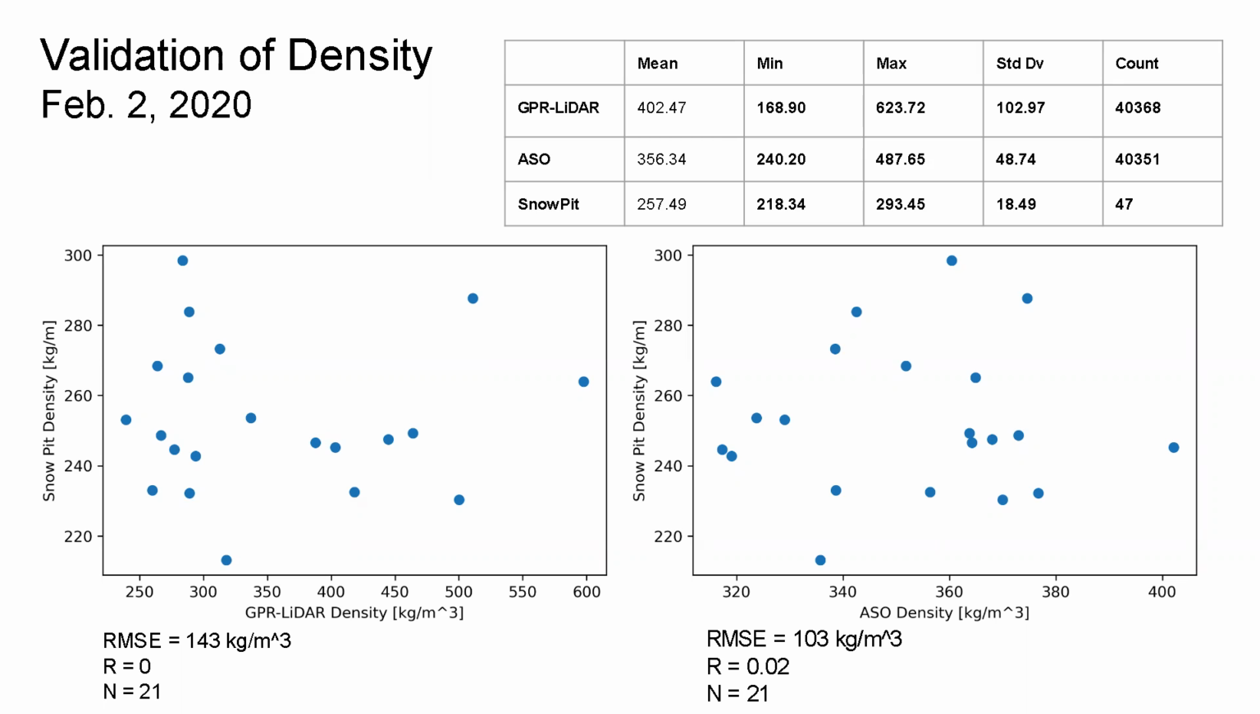On average, the GPR LiDAR tended to overestimate density compared to the snow pits, by about 140 kilograms per cubic meter, and the ASO overestimated that density by about 100 kilograms per cubic meter when compared to the snow pits. If we look at the maximum values there, there's definitely a bit of outlier removal and some more spatial filtering that we'd have to do to the GPR LiDAR product to get those numbers a little bit more in the realm of reality.